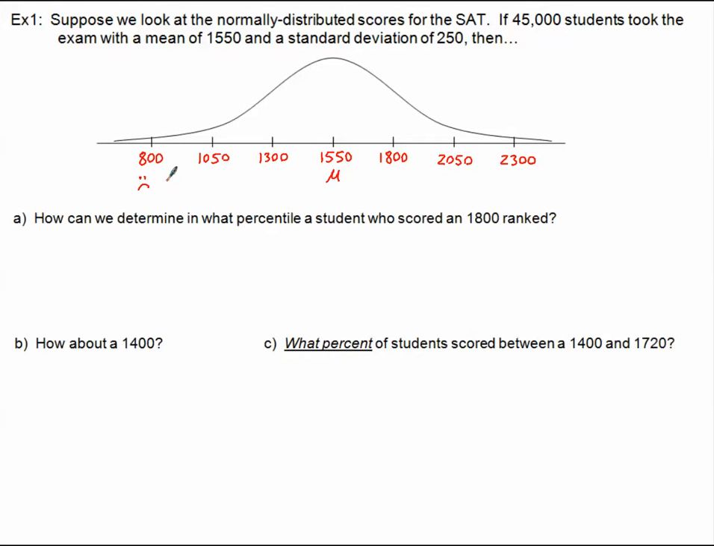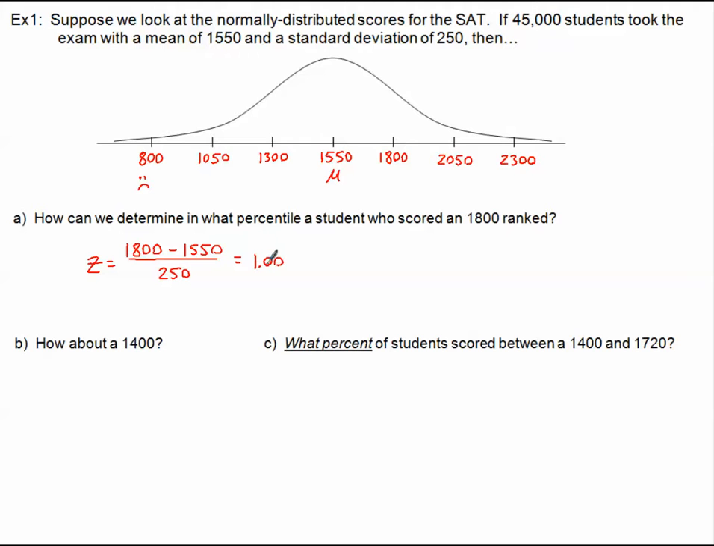Part A, how can we determine in what percentile a student who scored an 1800 ranked? So we need to figure out the z-score. To be able to use the z-score table, we need to find the z-score. So our z-score is going to be our data point, which in this case is 1800. We'll subtract the mean, which is 1550, and divide by the standard deviation, which is 250. This z-score, if you plug this into your calculator, is exactly 1.00.